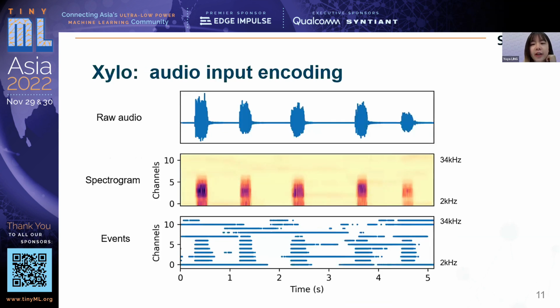This figure shows an example of the AFE outputs. The first two figures are the raw audio, and the figure on the bottom is the AFE output. The channels correspond to different frequency bands of the filter bank. The blue dots are the spikes provided by the AFE.